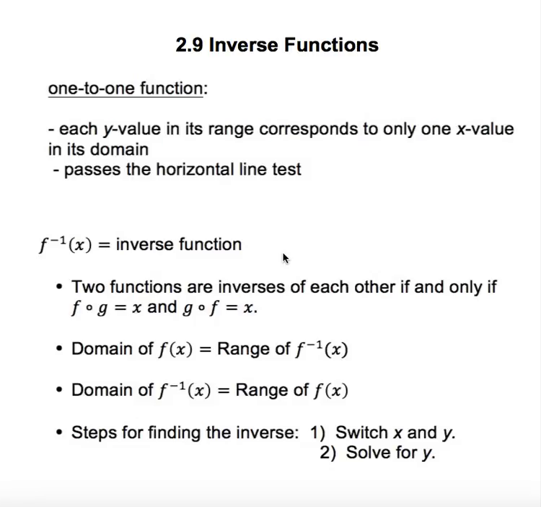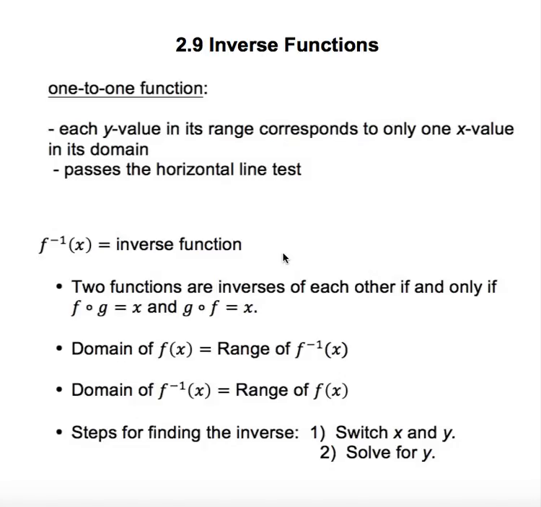Section 2.9, inverse functions. We're going to begin talking about inverse functions, but the first thing we need to look at is one-to-one and what one-to-one means. One-to-one means that each y value corresponds to only one x value. Graphically, that means the graph has to pass the horizontal line test.